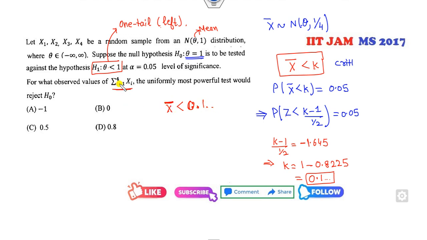But we need a summation of the x, so divided by 4 is less than 0.1775. I will calculate it completely. Now if I multiply this by 4, it will be 0.71. So the sum will be less than 0.71. So this option is not satisfied. The rest are all satisfied.